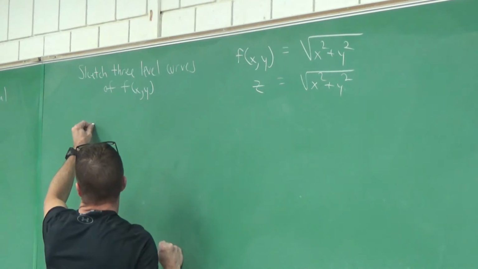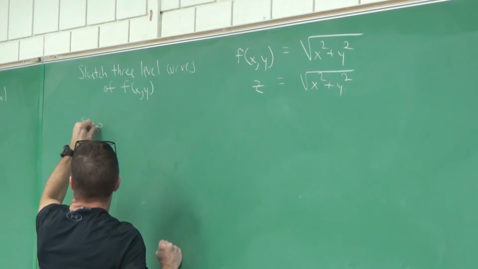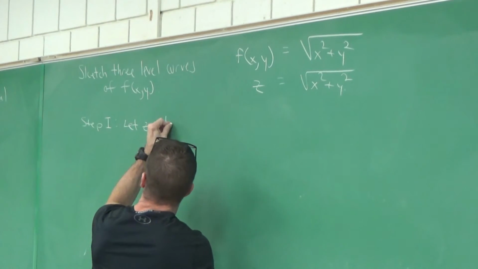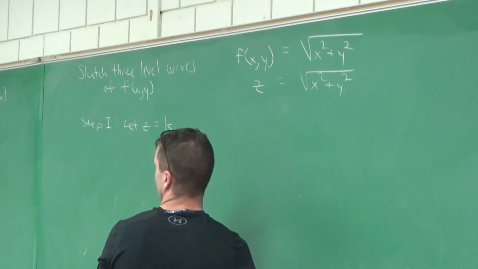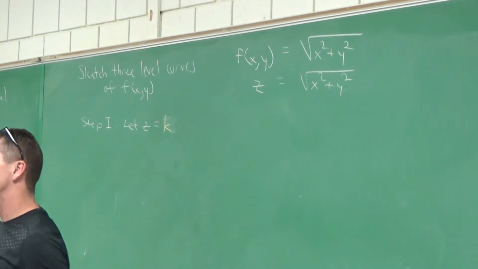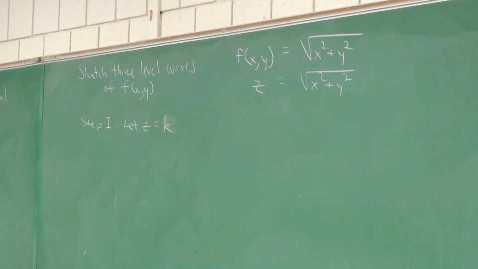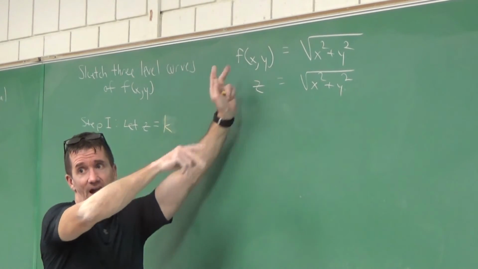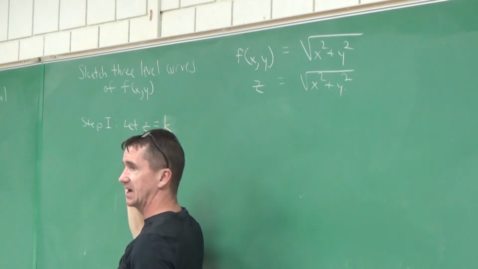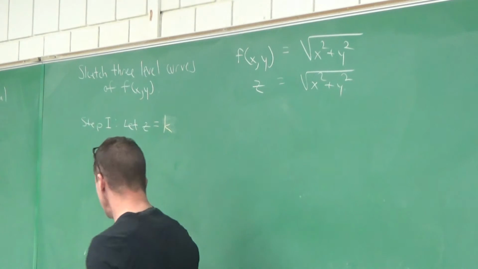So, step 1. Let z equal the constant k. That's the first thing you're going to do. Of course you can use any other constant, but we'll let z equal the constant k. First step, you're going to draw level curves of some function of x and y. That's a 3-dimensional graph, but they asked you to sketch the level curves of a function of x and y. The first thing you're doing is let z equal this constant k. And it's a constant. Alright?